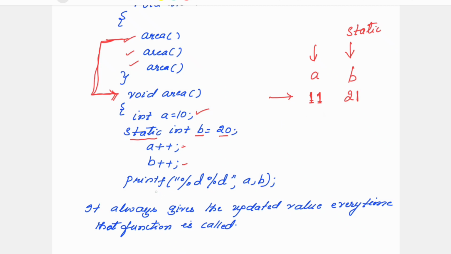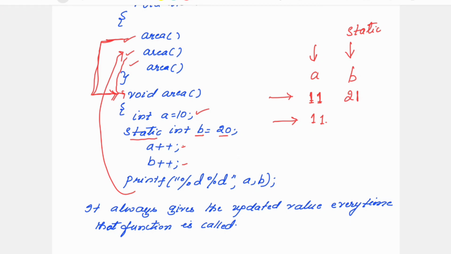Now the control goes back to the main function, and it will see that the function is called again. So once again the control comes back to this, second time, and this area function gets executed one more time. Here, the value of a is 10, and it will get incremented by 1. So the second time, it will print the value of a as 11.